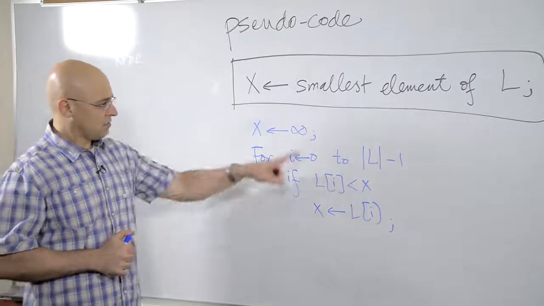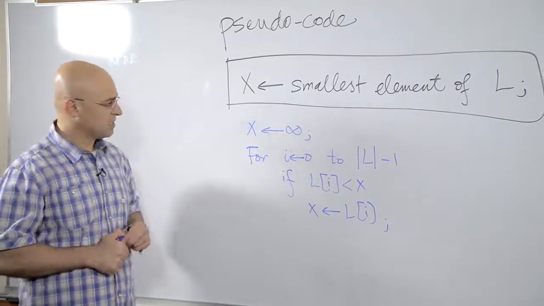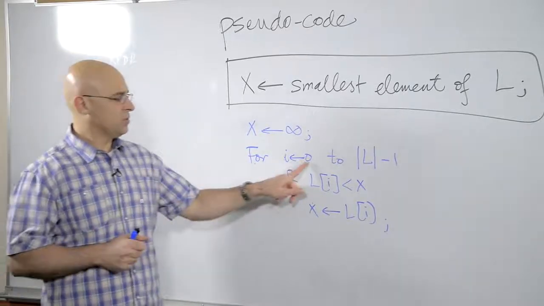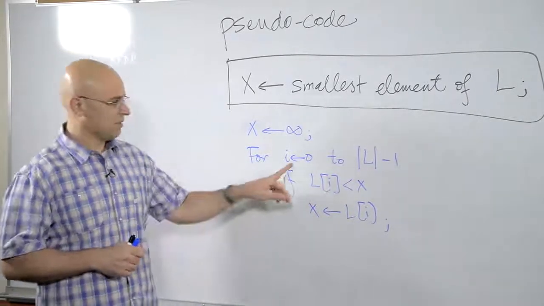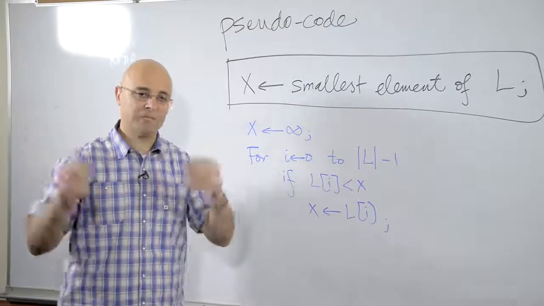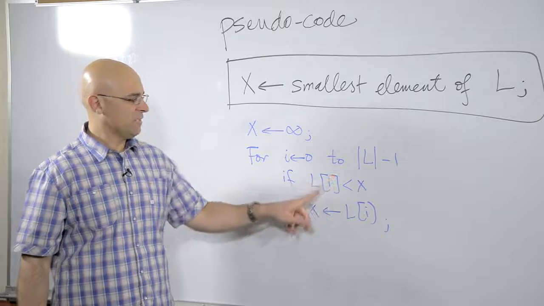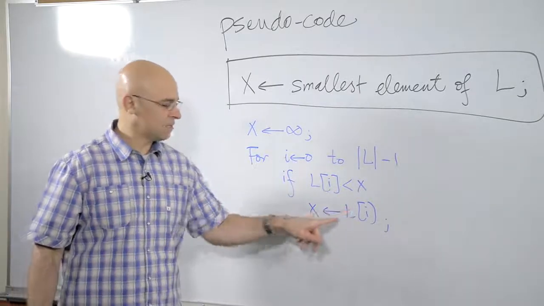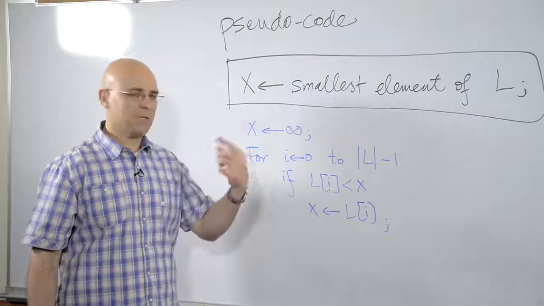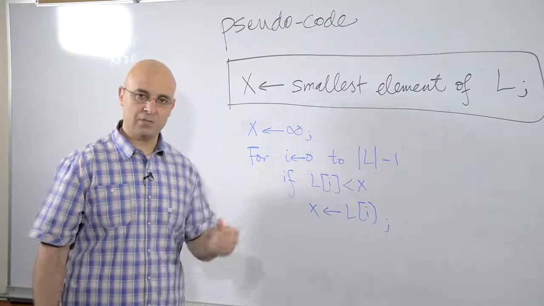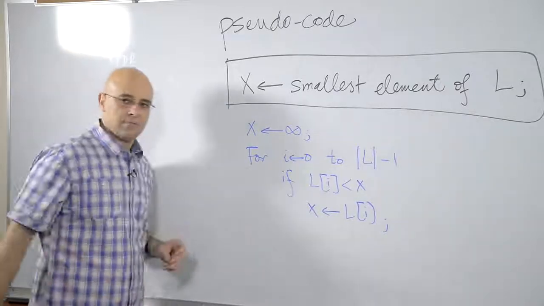So this is a part of code that says initialize x to infinity, a very large number, then loop throughout all the elements of L. Here I'm assuming that the list is indexed from 0 to n minus 1 if it has n elements. And for every element, if Li is smaller than x, if the first one is smaller than x, I'm going to replace x by that one. And I repeat, if the second element is smaller than x, I'm going to put in x the second element, and so on. What does this code do?